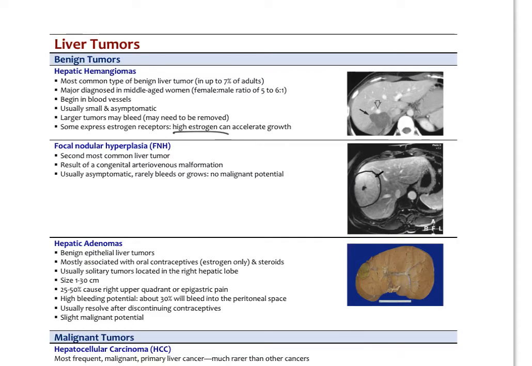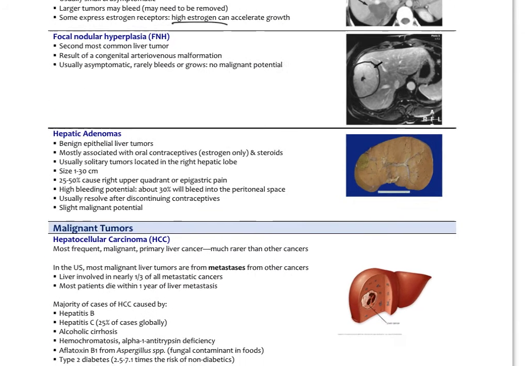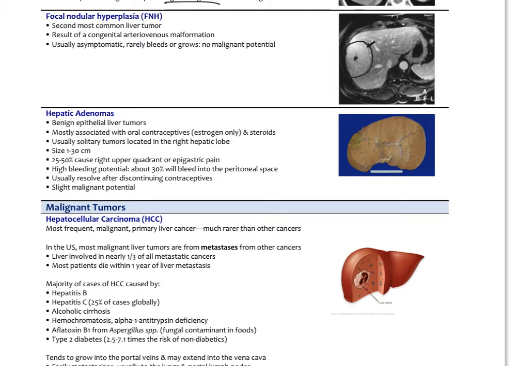And then finally, there are benign epithelial liver tumors called hepatic adenomas. They're usually associated with oral contraceptive use, again, maybe driven by estrogens, usually solitary tumors in the right hepatic lobe, up to 30 centimeters in size, so they can be pretty substantial. About a quarter to half of them can cause right upper quadrant or epigastric pain. They do have a high bleeding potential. They'll bleed into the peritoneal space, and they usually resolve after discontinuing contraceptives. And there's a slight malignant potential on these adenomas.